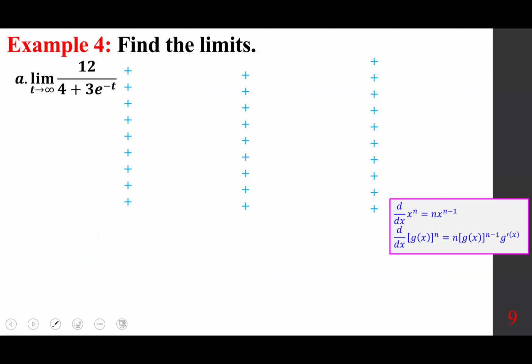We want to find the limit, and if you plug in, you basically get 12 over 4 or 3. I'm reminding you of the following.